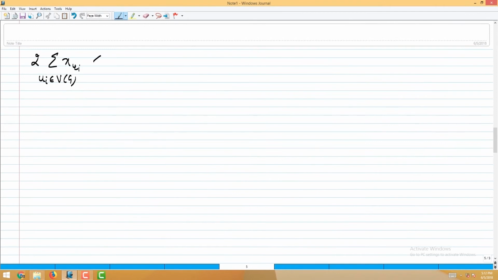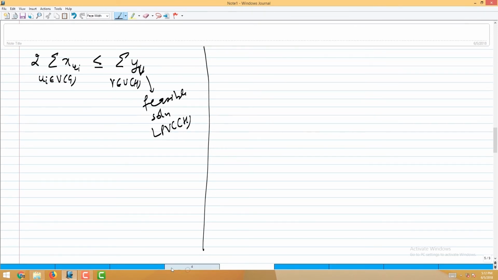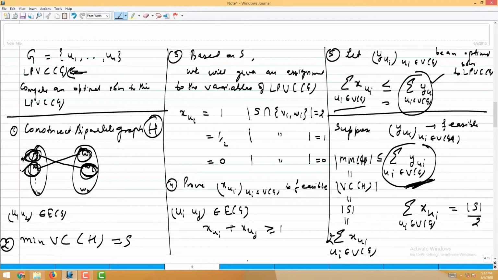So let's see what we have. I'll just write this, and we are just one step away from the proof. What we have is 2 x_ui, where x_ui is the assignment that we have proposed, for which we want to prove a certain thing. What we have is that this is at most the sum of y of v for every vertex v in V_H, basically summation over all the v_i's and w_i's. Because this is the feasible assignment for the set V_H, so you have to take the assignment corresponding to every vertex in V_H, where y is any feasible solution to the LP of H. This is what we have.